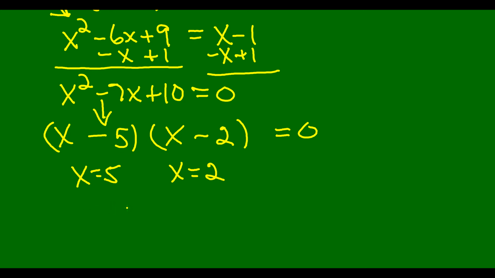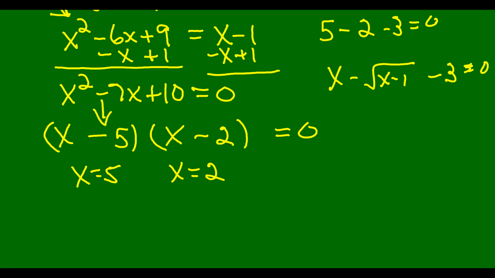So what was the problem? x minus the square root of x minus 1 minus 3. Does that equal 0 when I plug in these values? If x is 5, this first one would be 5 minus the square root of 5 minus 1. 5 minus 1 is 4. Square root of 4 is 2. And then minus 3 equals 0. So that's a check. That works.